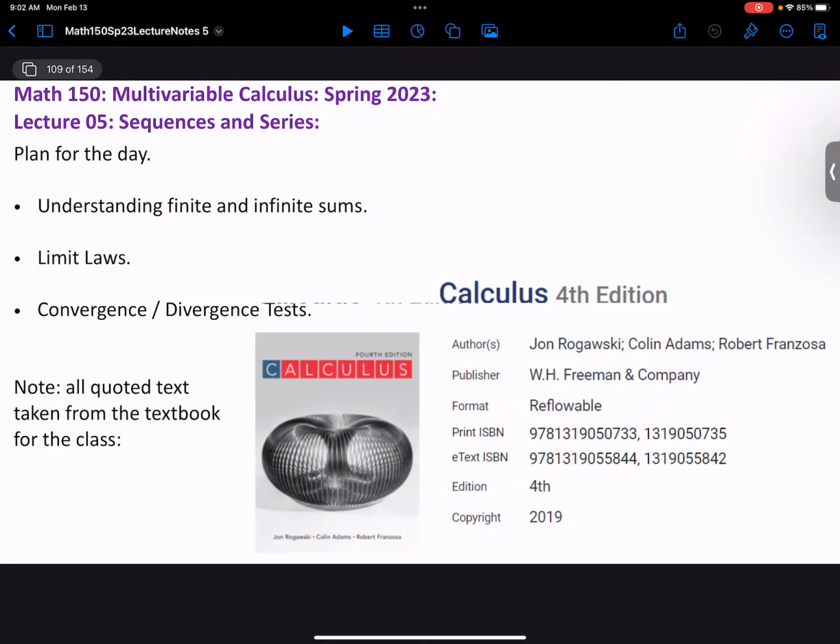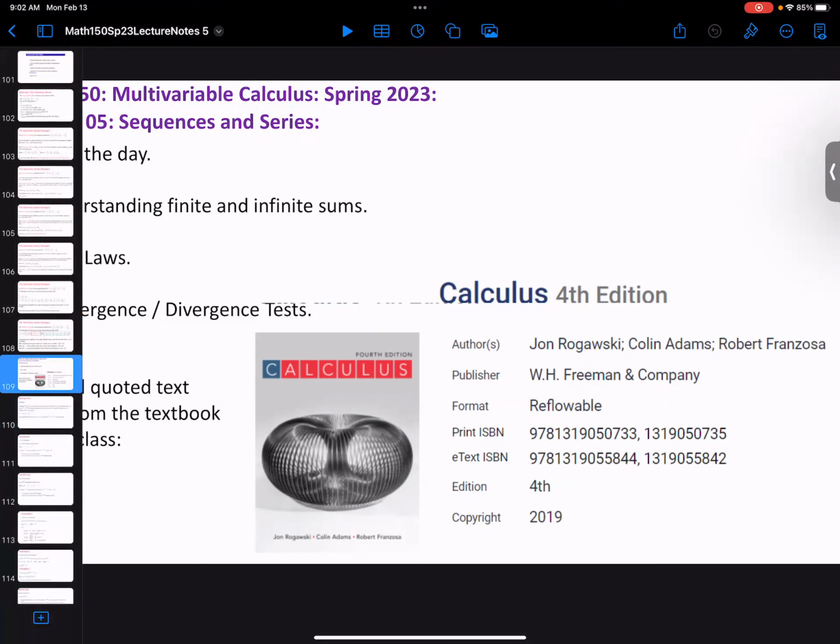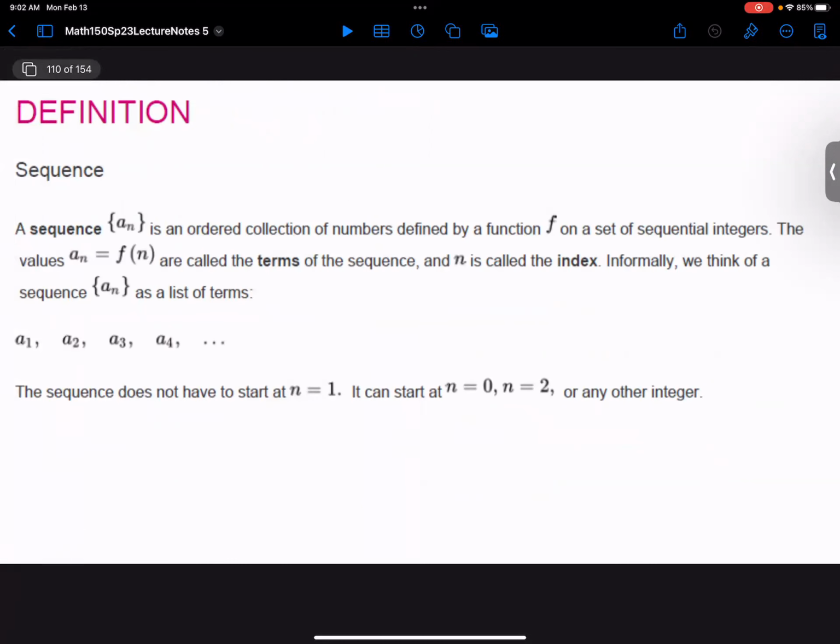So really watch what notation you're using. Different places use different ones. All right. So a sequence is basically a series of terms.